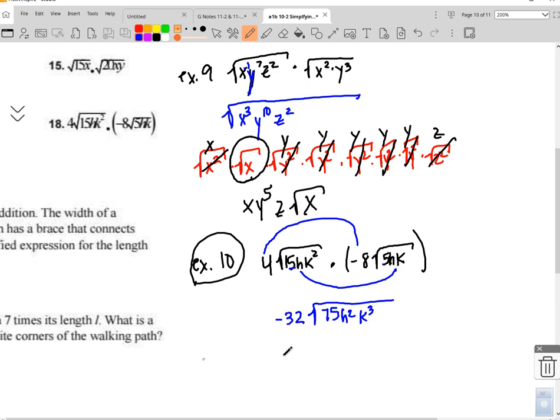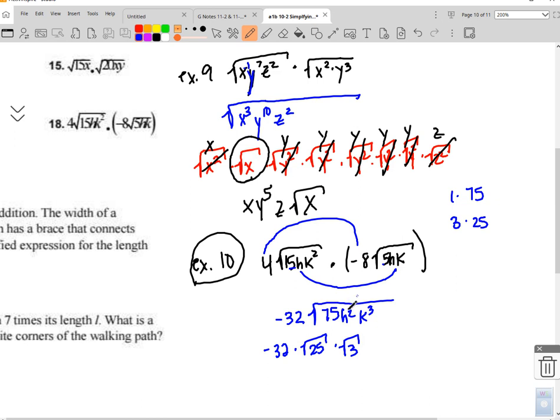Negative 32 is going to stay on the outside, and we're going to see if we can pull anything out. So let's start with 75. 1 times 75, no perfect square factors. 2 is not a factor, but 3 is. Is there a perfect square in that pair? Yeah. 25, right? So we're going to write negative 32 times the square root of 25 times the square root of 3. Does everybody know how we got there?